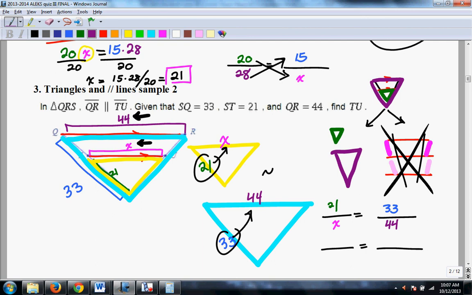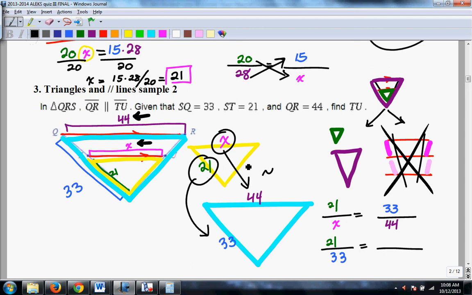Or you could go this way as well. Again, the name of the game is consistency. However you start, you must finish. We could go 21 to 33 equals x to 44. And you cross multiply. Either way, you're going to get the same thing.